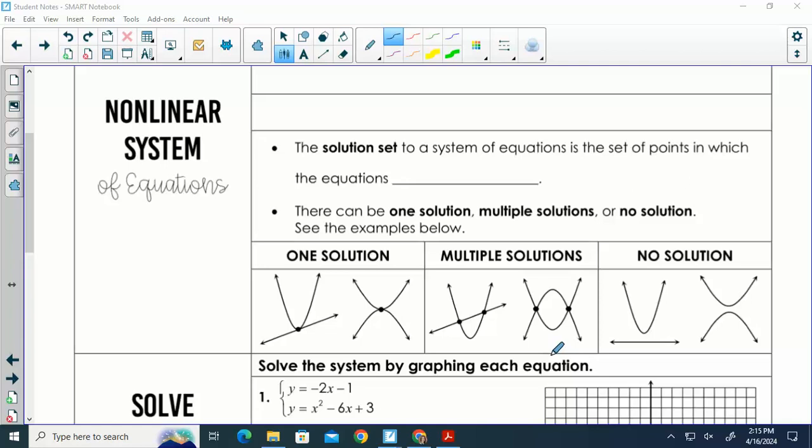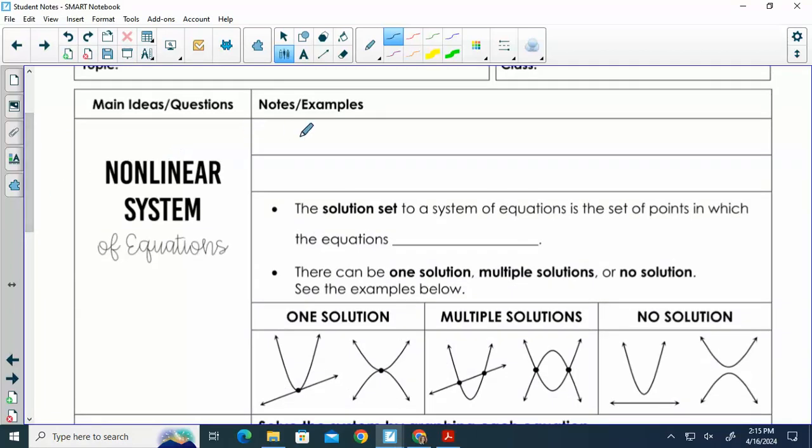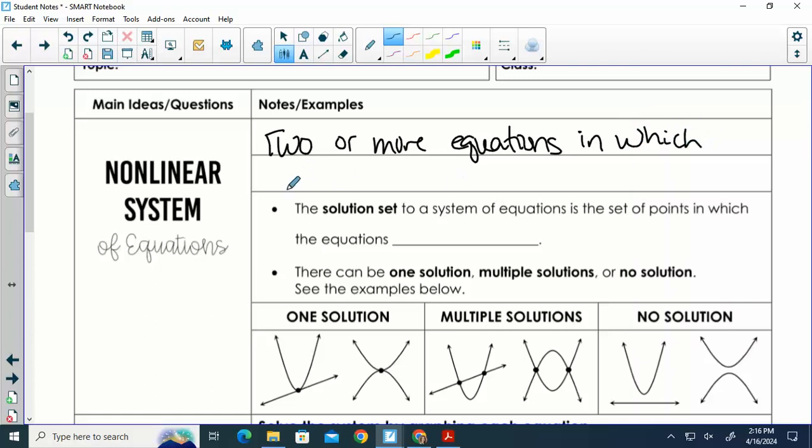So a system is just when we have multiple equations, and what we are looking for is the point or points that make them true. So a nonlinear system is just two or more equations in which at least one is nonlinear. That means at least one of them is not a line.